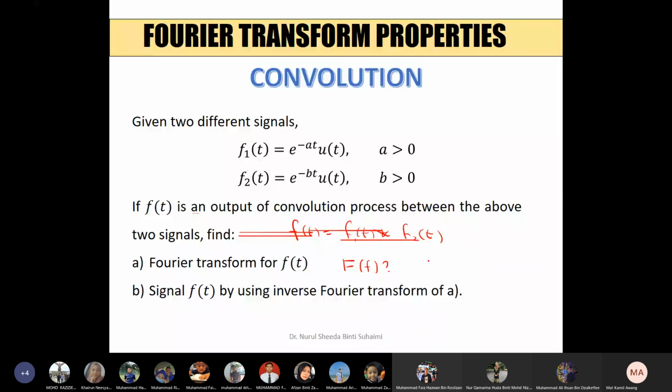So F of f is equal to F1 of f multiplied by F2 of f.